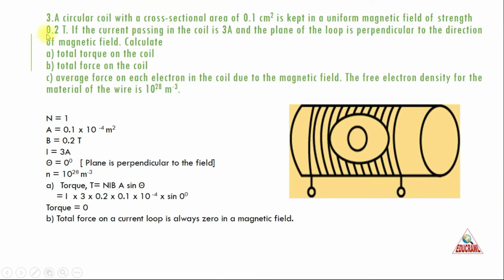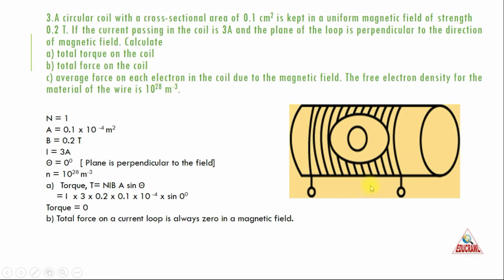The next problem, third one. A circular coil with a cross-sectional area of 0.1 cm square is kept in a uniform magnetic field of strength 0.2 Tesla. If the current passing through the coil is 3 ampere and the plane of the loop is perpendicular to the direction of the magnetic field, calculate the total torque, total force and the average force on each electron in the coil due to the magnetic field. The free electron density for the material of the wire is given as 10 power 28 per meter cube.